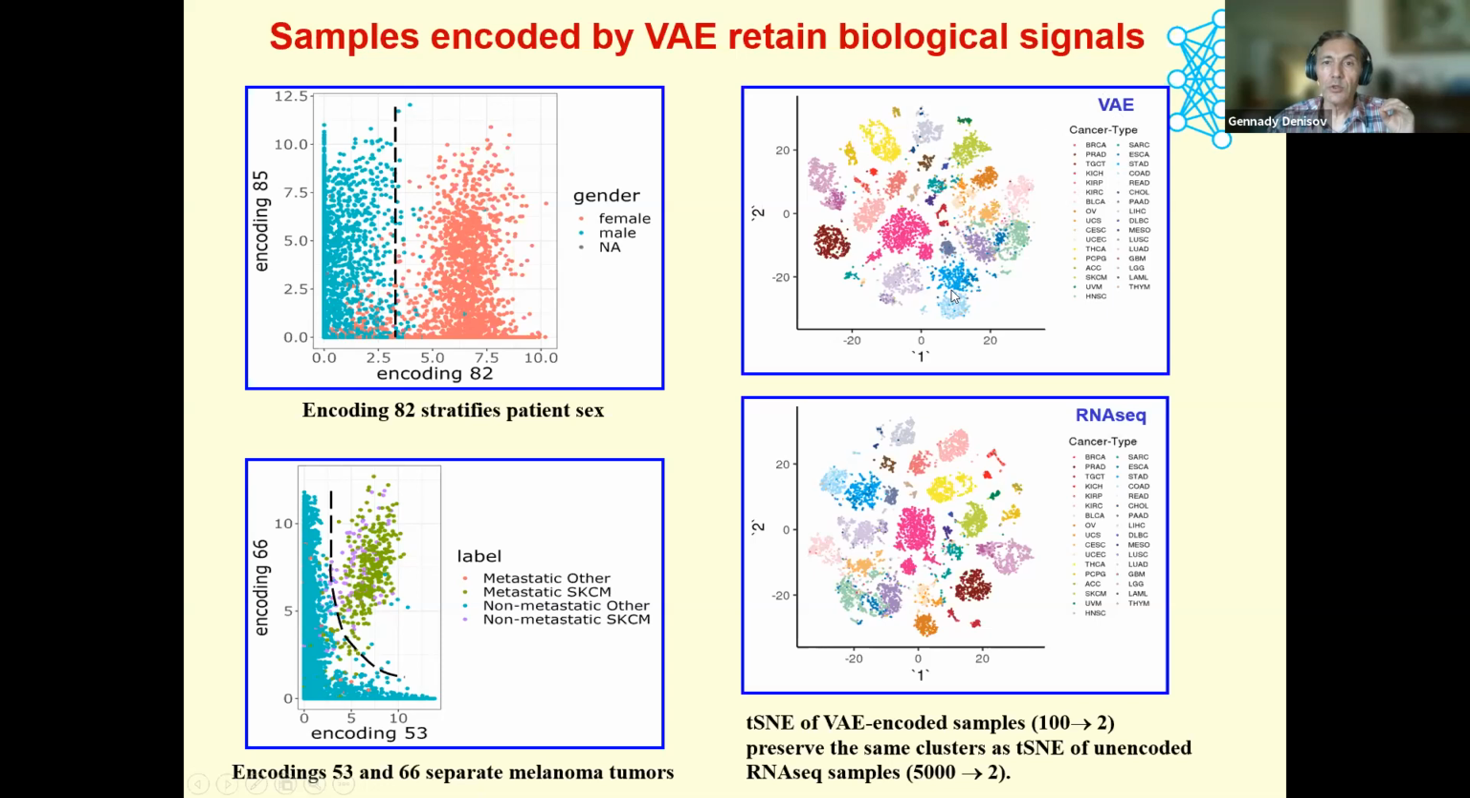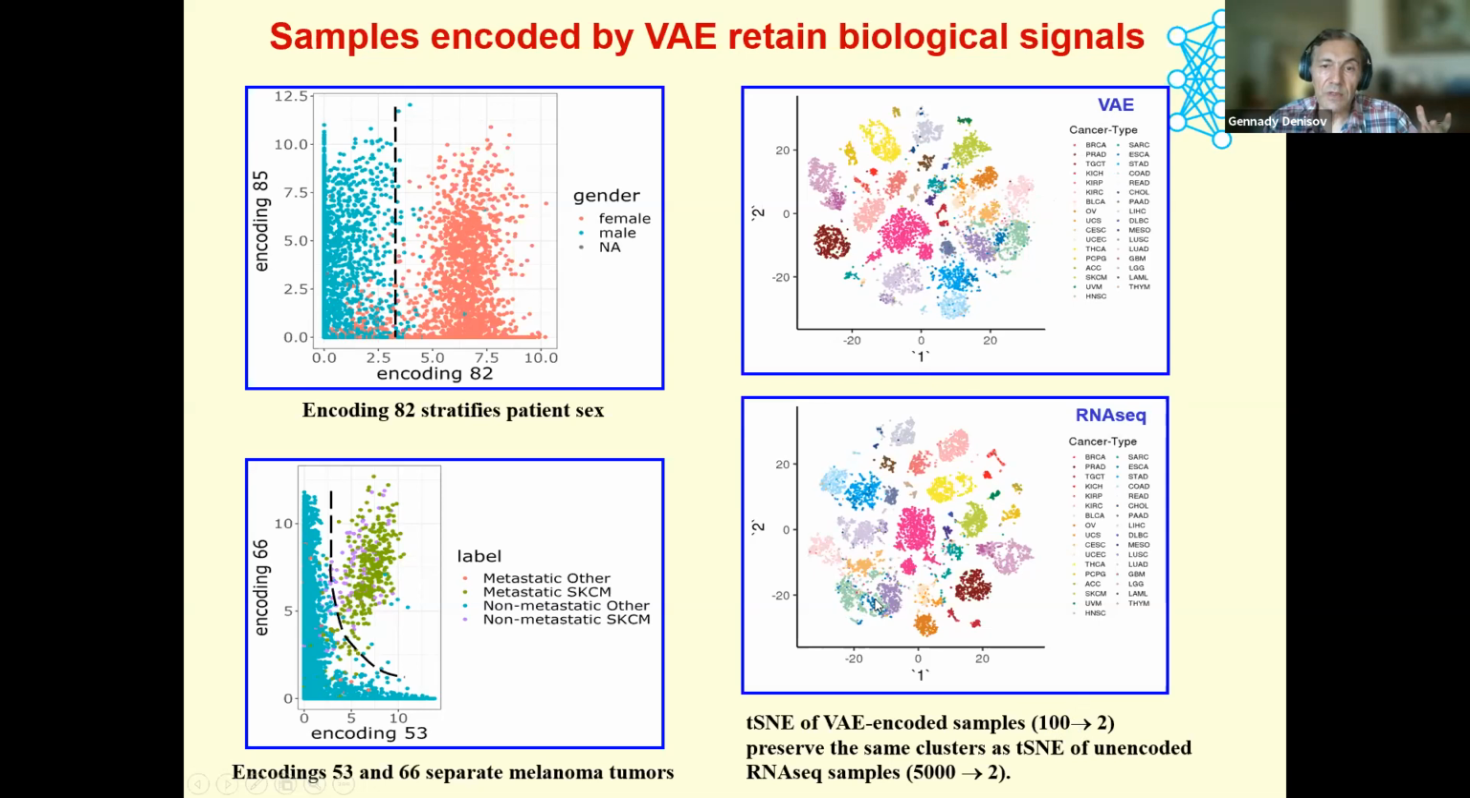Different clusters here correspond to different types of cancer, and the point is that the clusters are pretty well separated. This uses only 100 features instead of the original features. The lower chart shows the same procedure on the original RNA-seq data, where each sample was characterized by 2,000 features, while in the upper chart each sample was characterized by only 100 features. Nevertheless, those 100 features keep the information about the type of cancer corresponding to each sample pretty well. There are some clusters that are mixed, but they are mixed both in the encoded samples and in the original samples.